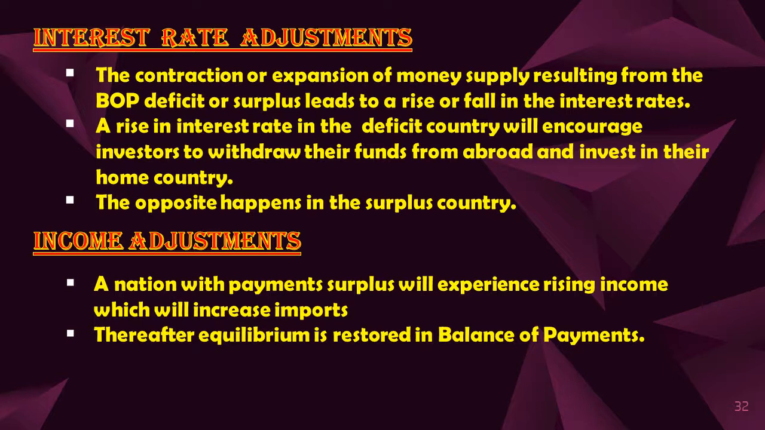Next adjustment is income adjustment. A nation, that is a country with a payments surplus, will experience rising income which will increase import. Therefore, equilibrium is restored in the balance of payment. More income will be coming to the country, which will increase the import. So equilibrium will be restored in balance of payment.